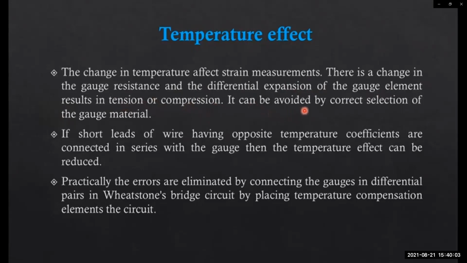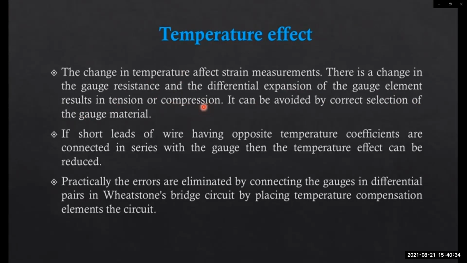It can be avoided by correct selection of the gauge material. So while selecting the gauge material, we need to take into account that temperature effects are there in our strain gauge. So if temperature is going to be increased, then the length of the gauge is also going to be increased, and there is also creep that is going to be introduced in our strain gauge. And if the temperature is going to be decreased, the length of the gauge is going to be reduced, right? So the same effect is going to be observed.